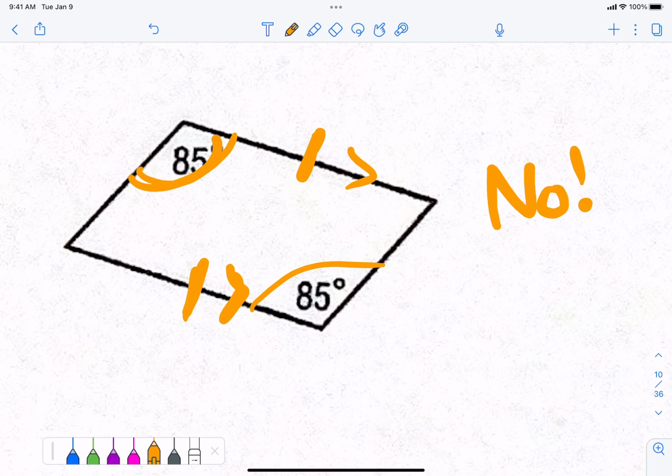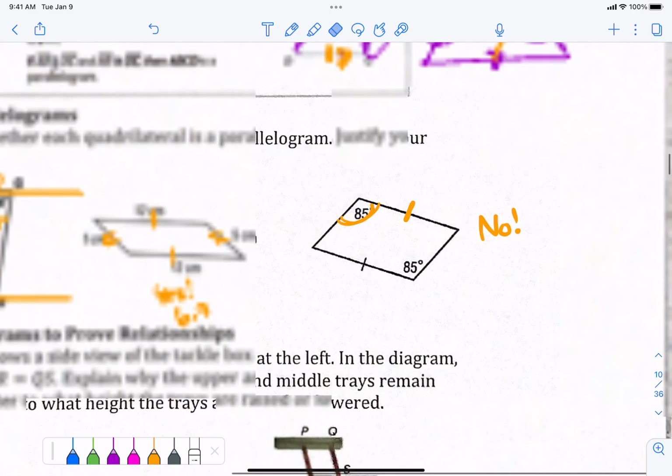But there's a chance that it maybe isn't. Does that make sense? Yeah. Right. Okay. All right. Good. Let's go down to the next one.